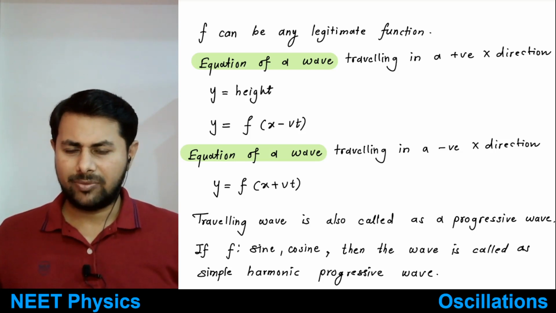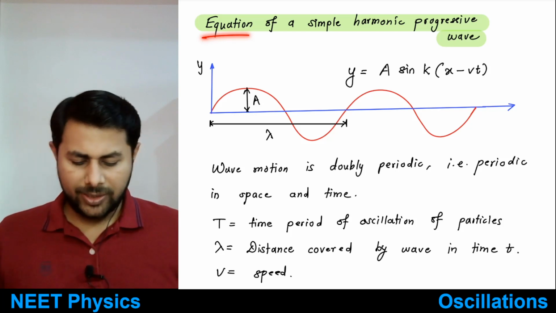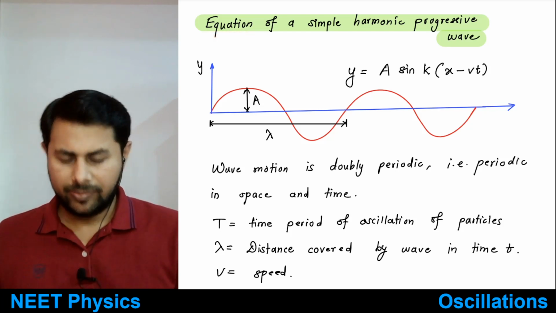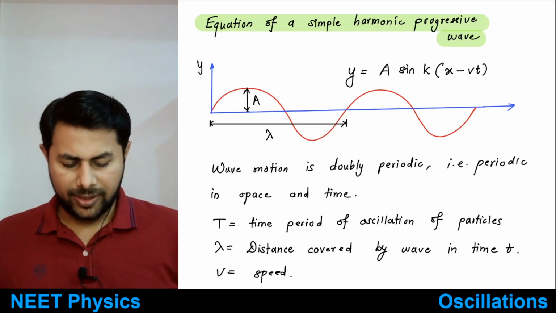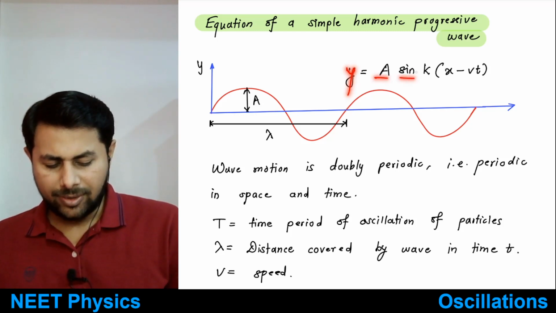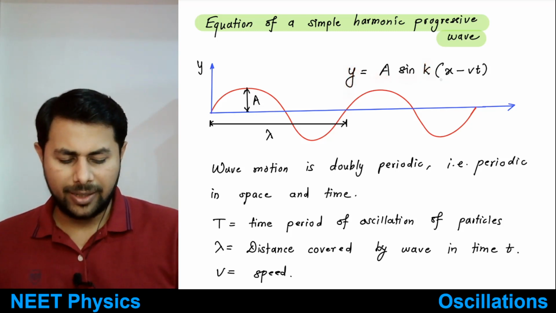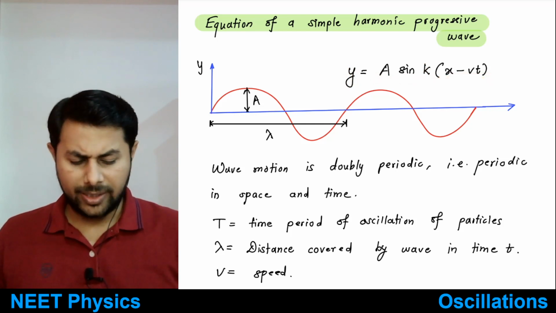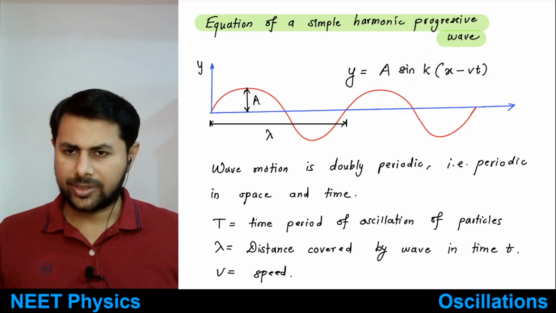Is this clear, everyone? So now let's talk about the equation of a simple harmonic progressive wave. So one equation, see, y is equal to a sine of k multiplied by (x minus vt). Okay, k is some constant. We'll talk about what constant it is.